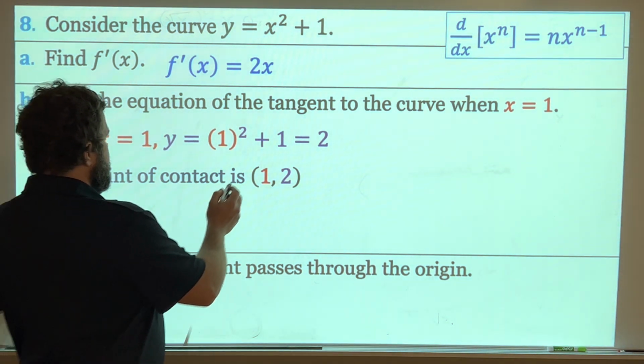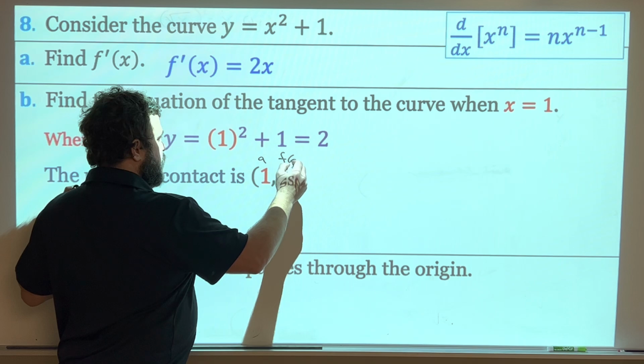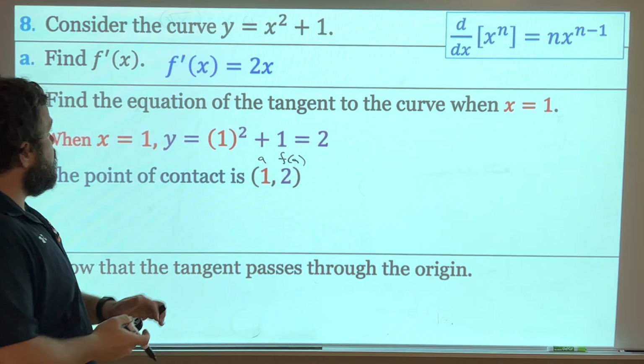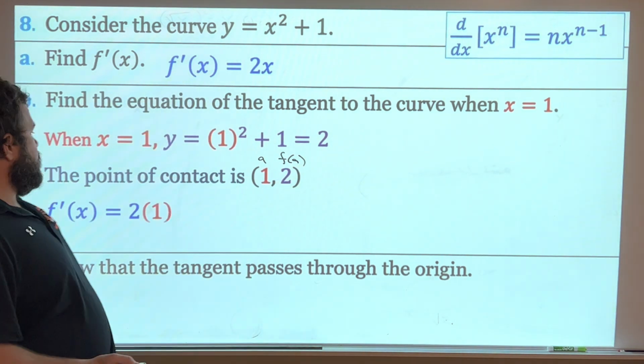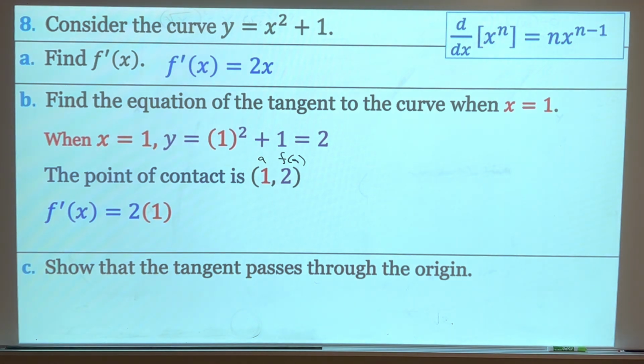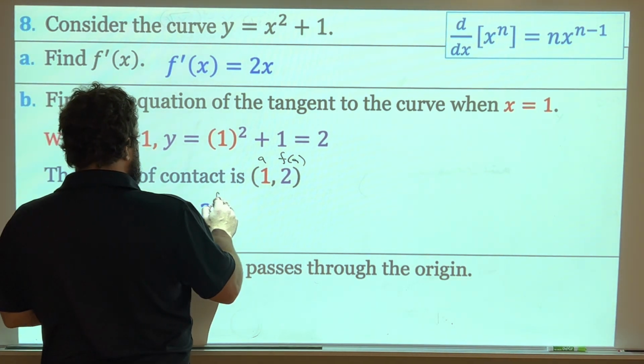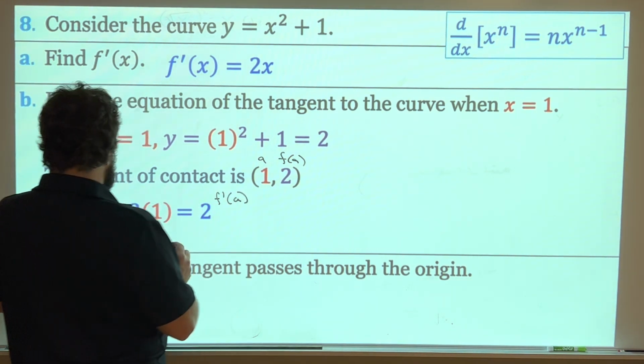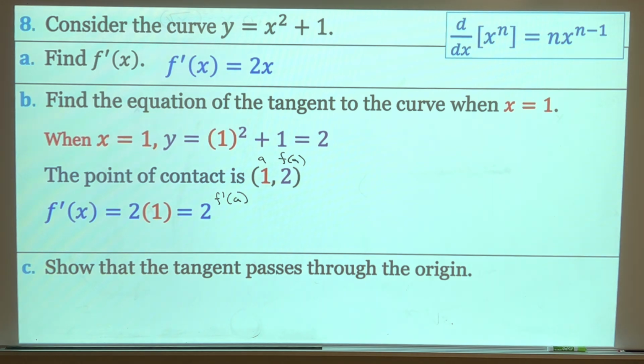So this is my a. This is my f of a. We need to find f prime a, so we take the derivative, and we're going to plug in. So f prime a is 2 times 1, which is 2. That is my f prime a.